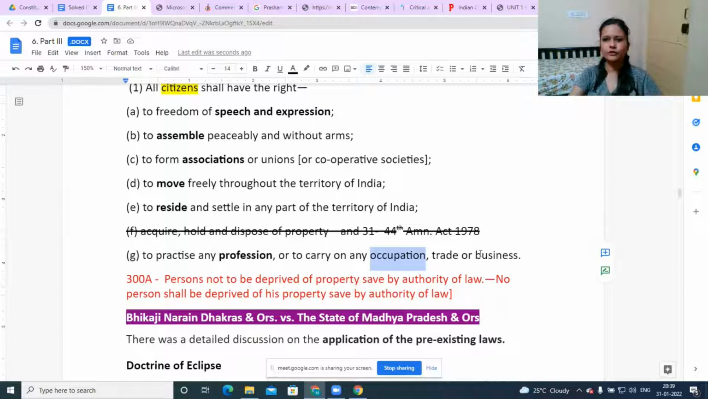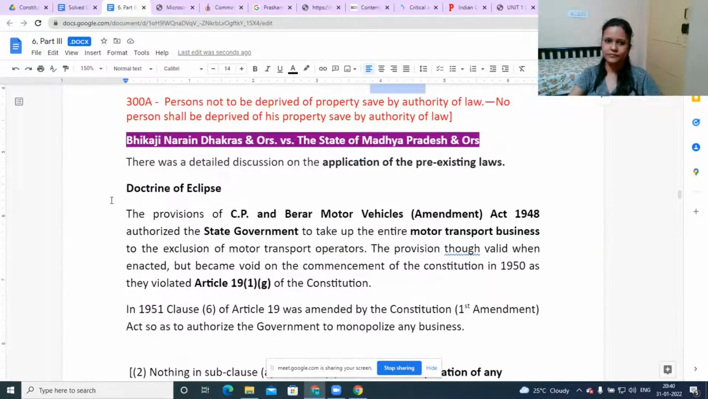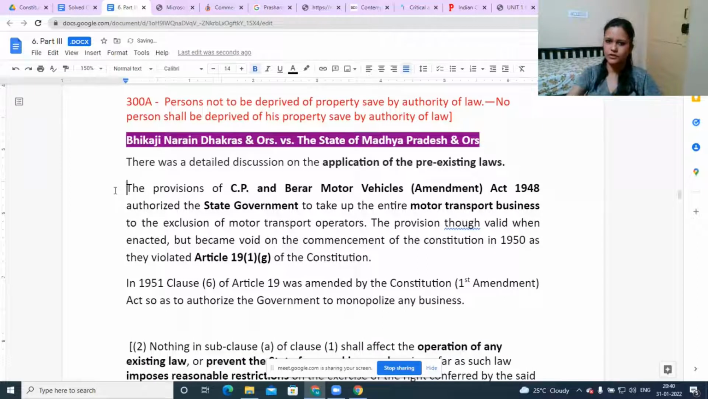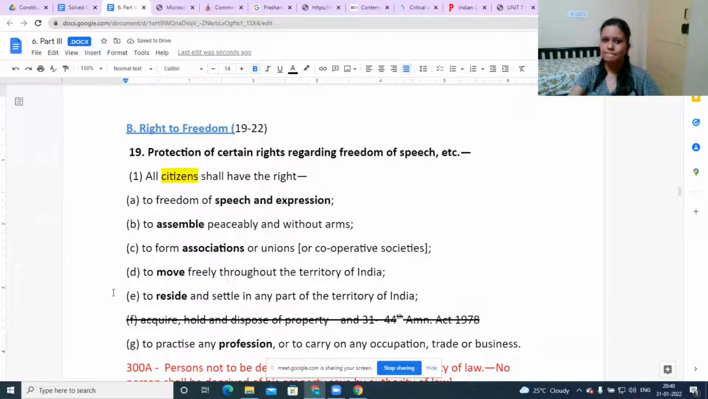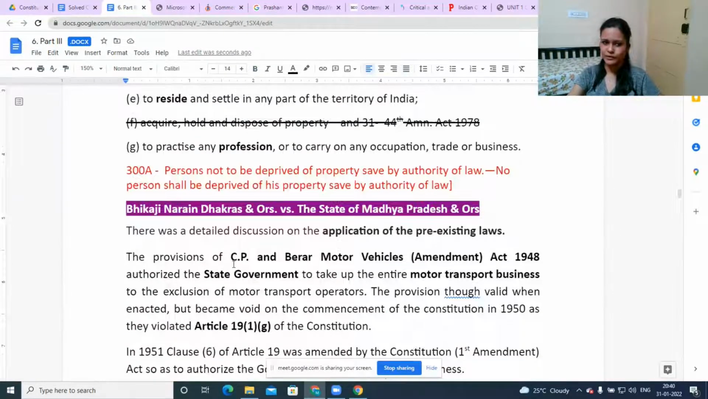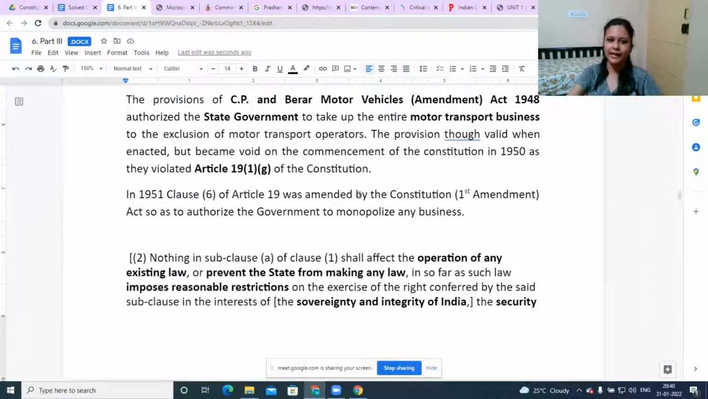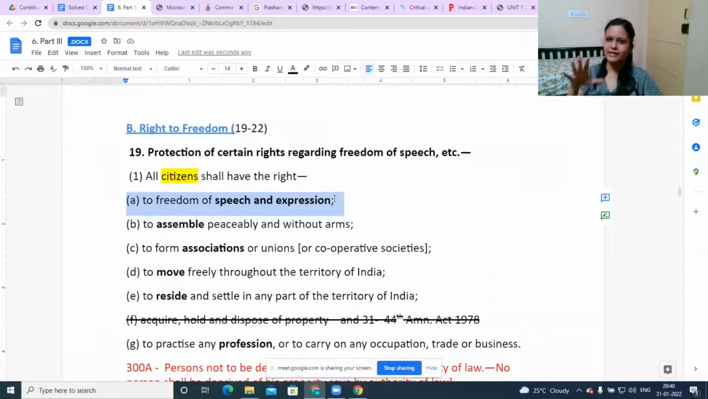So after fulfilling those formalities, if we have the eligibility criteria and everything, then we are free to practice any profession, trade, etc. And this case that we had discussed, C.P. Berar Motor Vehicles, that same one was also related to Article 19(1)(g). Same way, Article 19(1)(e) and 19(1)(a) were referred to in the Maneka Gandhi case, which we have in Article 21. So it's mostly like you read one case, and that same case may be referred for 3-4 articles as well, because in the Constitution, articles, especially fundamental rights, are related to one another.